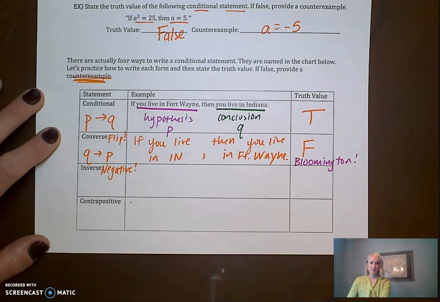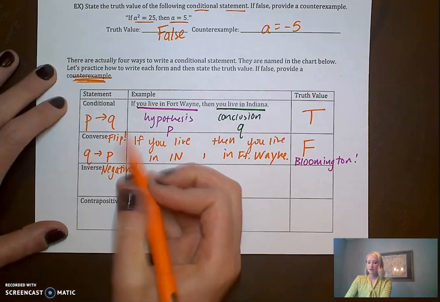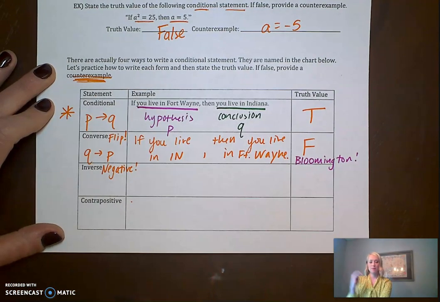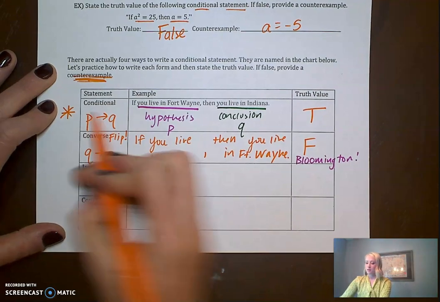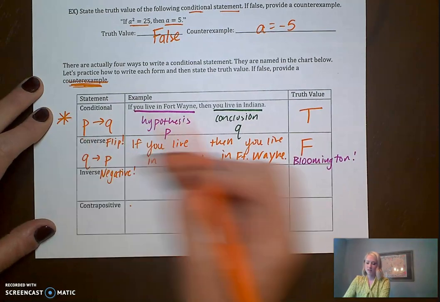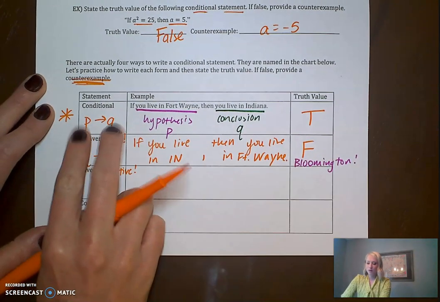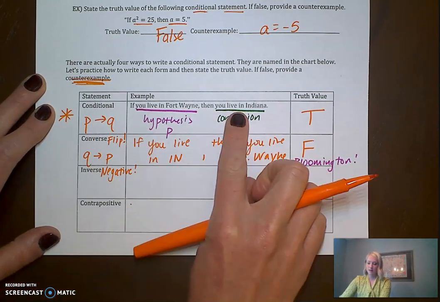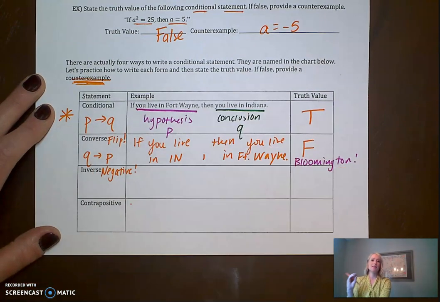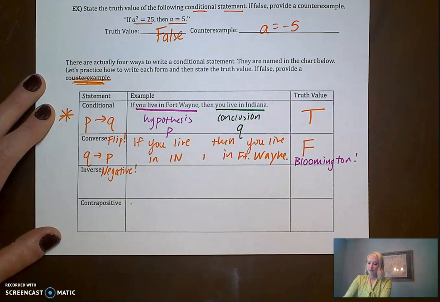So you make it negative. You keep the order the same, and we always go back to the conditional statement when we write these other ones. So ignore the converse. That's not related to the inverse. Come back to your original conditional. You leave the order the same, so don't flip the statement around. We're just going to insert the word not and make these negative phrases here.